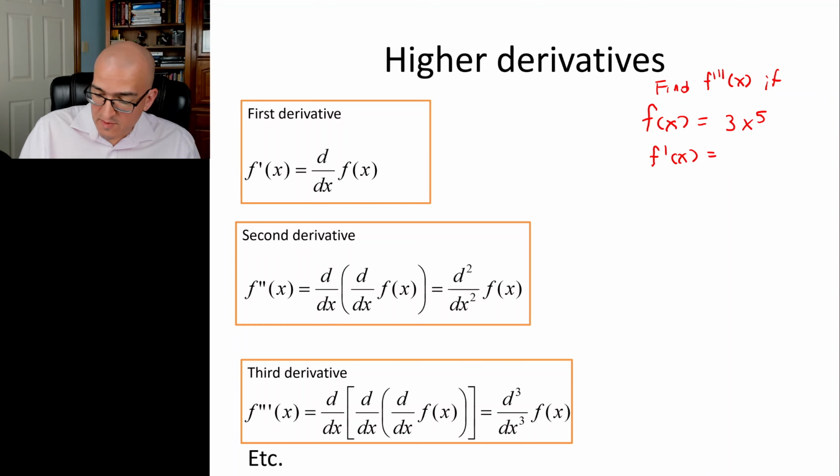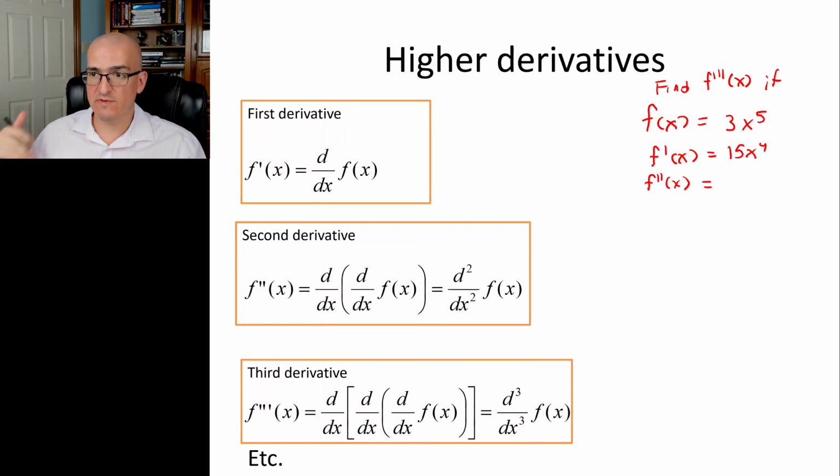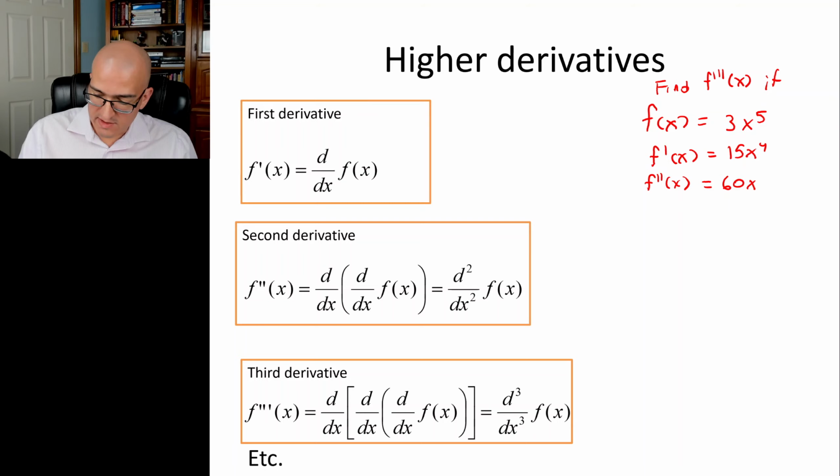The 5 comes down, multiplied by the 3, we get 15x to the power of 4. Now we'll take the second derivative, f double prime. And what we do is we forget the history. We don't care that it was originally 3x to the power of 5. It doesn't matter. We're just going to take the derivative of 15x to the power of 4. So the 4 will come down, multiply by the 15. We get 60x to the power of 3.